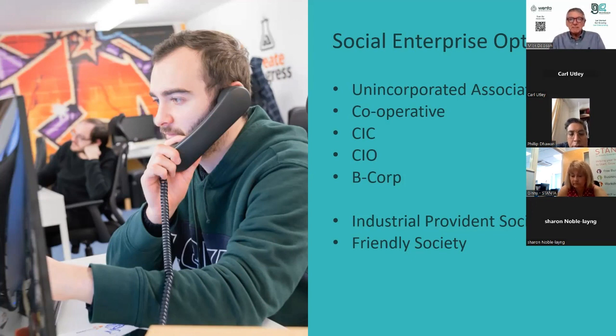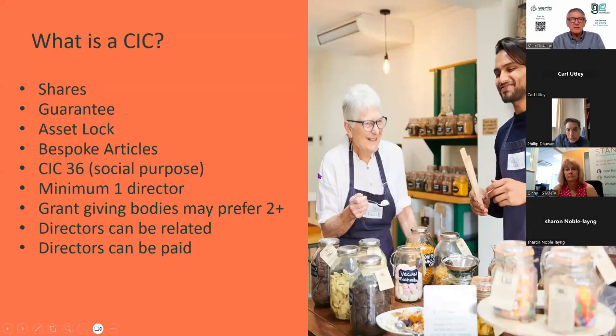So CICs are fairly new. They've been around since about 2004-05. They came about as a result of the Quirk report, which was an investigation into buildings in public ownership. Basically they are a variant of the company limited by guarantee, which is what we are. And there is also a CIC limited by shares, so you can form a community interest company limited by shares or by guarantee.